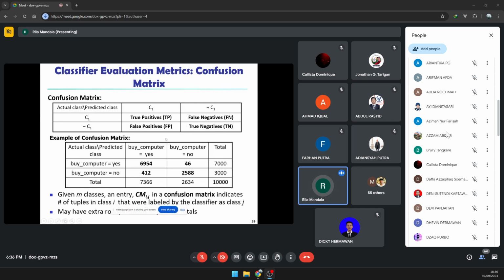So if you have two classes, buys computer equal yes and buys computer equal no, the column is the predicted class and the row is the actual class. So we have 10,000 data. 6,954 is true positive. 46 is false negative. 412 is false positive. 2,588 is true negative.